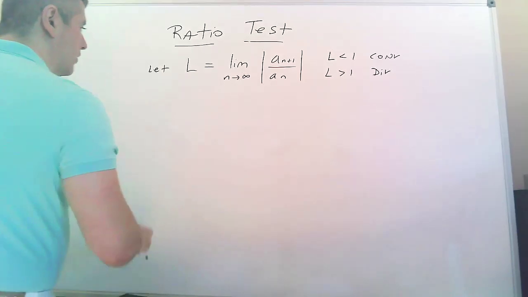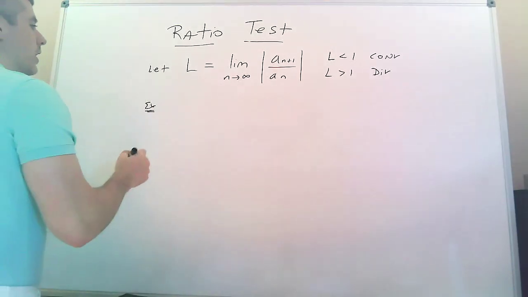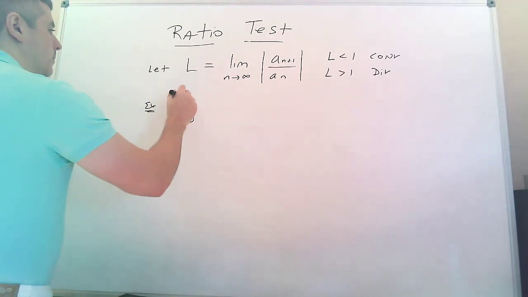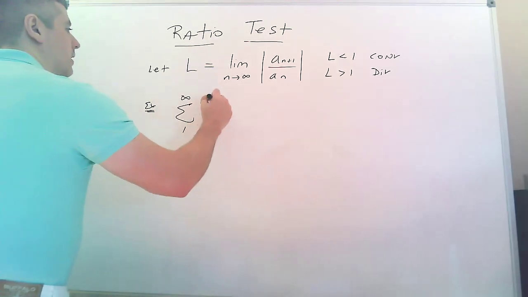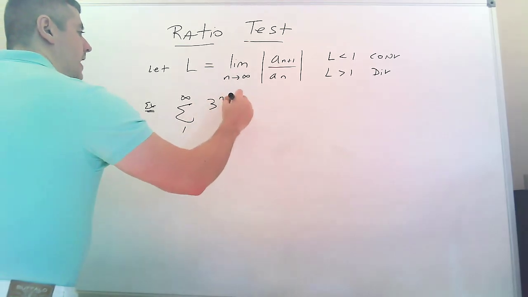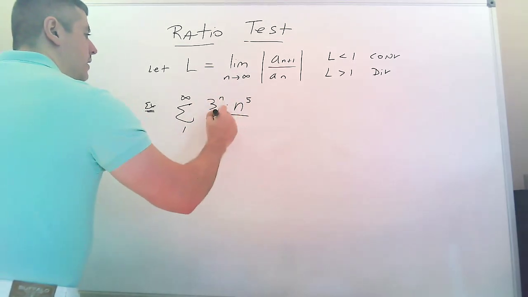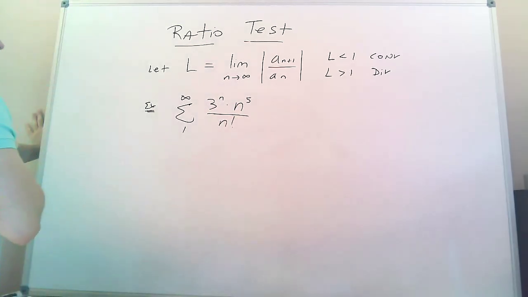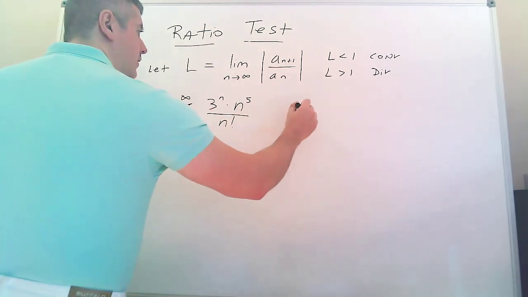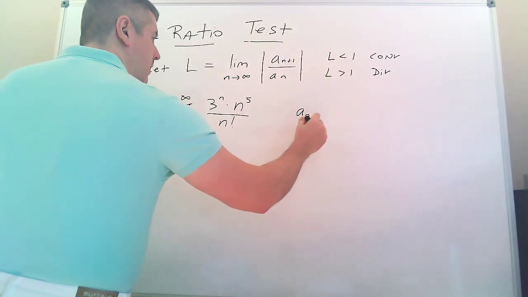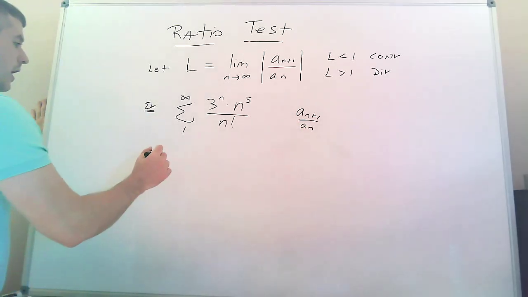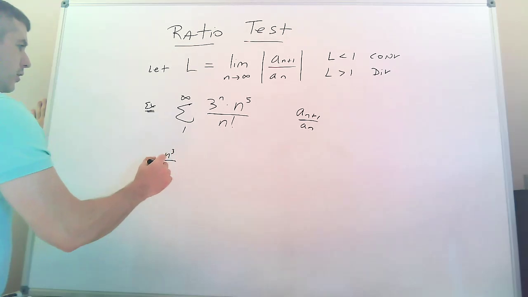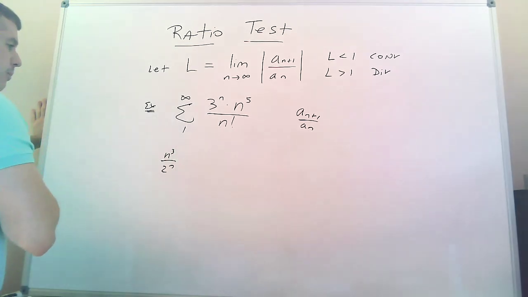So I did say I'd work one, so I'll work a little baby one. So let's say though that you had 3 to the n, and then n to the 5th over n factorial. Now when you do this, you have to do a_(n+1) over a_n, and then you're going to take that limit. What you really end up doing, I'll show you with an easy one before I do the hard one.